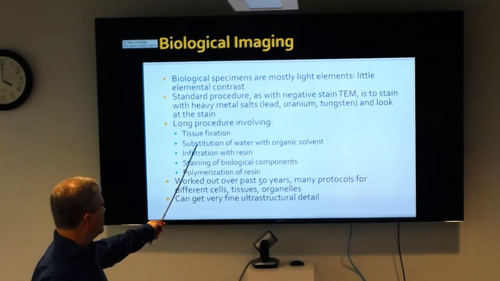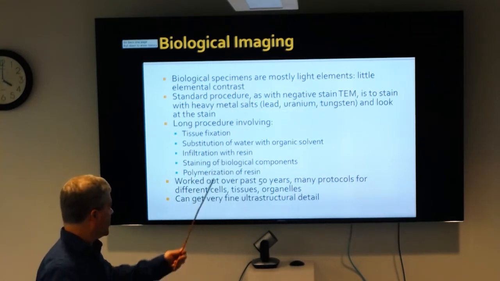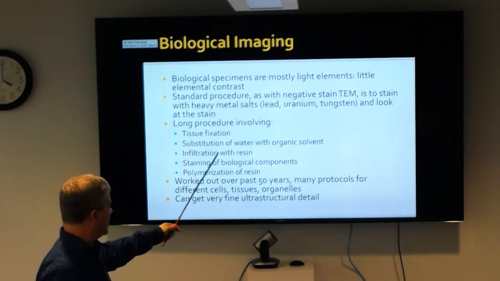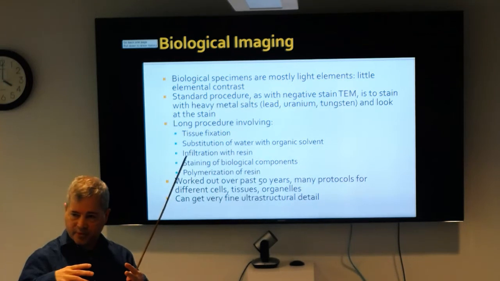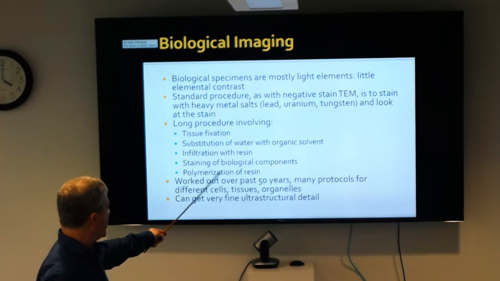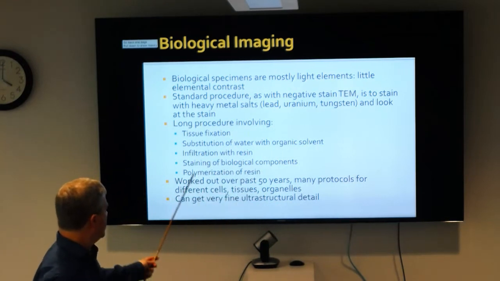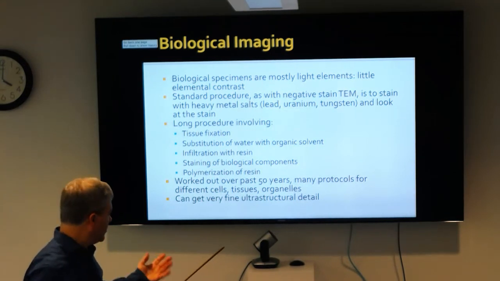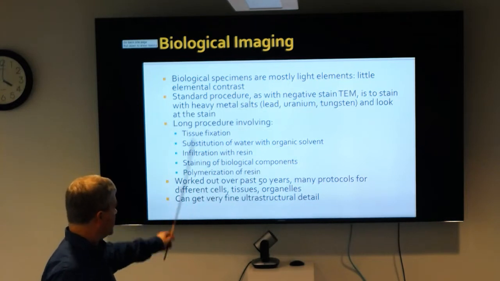You have to remove the water from the sample with organic solvent, and then infiltrate the sample with resin. The reason for getting rid of the water is so you can infiltrate it with a kind of plastic resin, so that you have something to polymerize the sample in. Then you stain the biological components with these nasty metal stains and polymerize the resin. This has been worked out over the past 50 years. A lot of the early EM pictures were done using this technique.